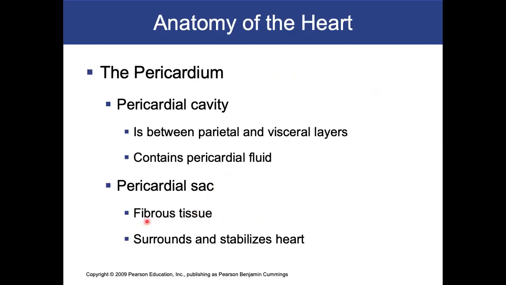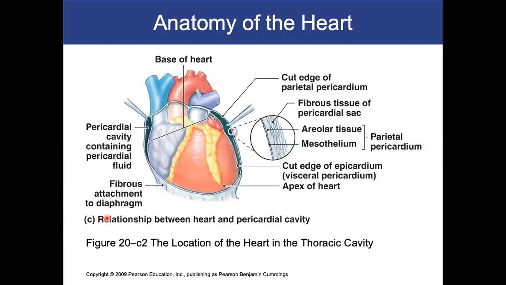The pericardial sac is fibrous tissue. It surrounds and stabilizes the heart. In between the two layers is the pericardial cavity, which contains pericardial fluid or serous fluid. Keep in mind that the sac allows the heart to relax, expand, and then contract and shrink without causing friction, right? Another thing for that sac, it holds the heart intact, and it also serves as a line of defense against bacteria and viruses getting through those sacs to damage the heart.